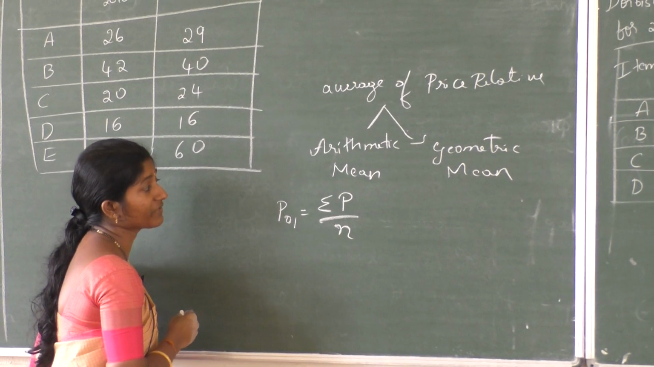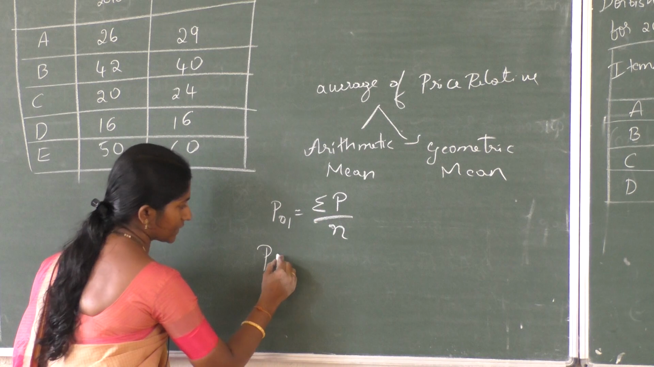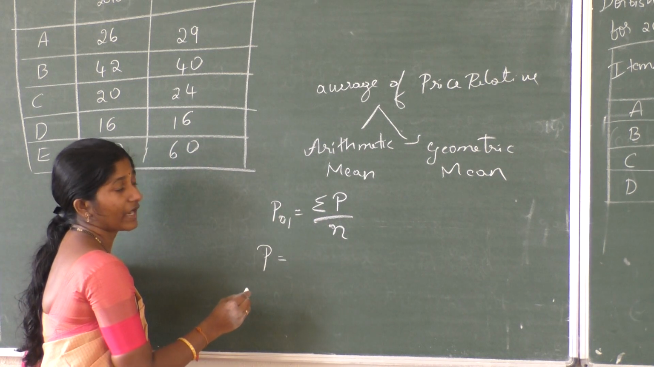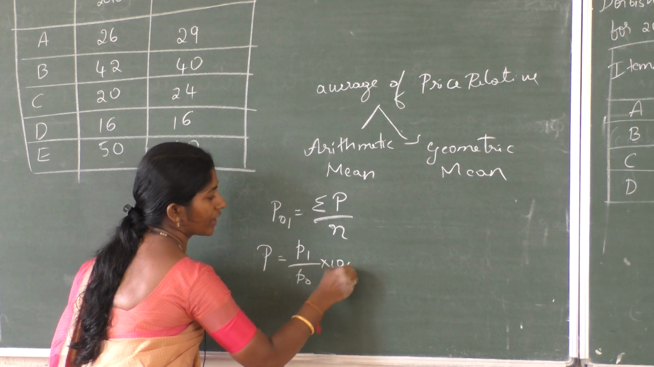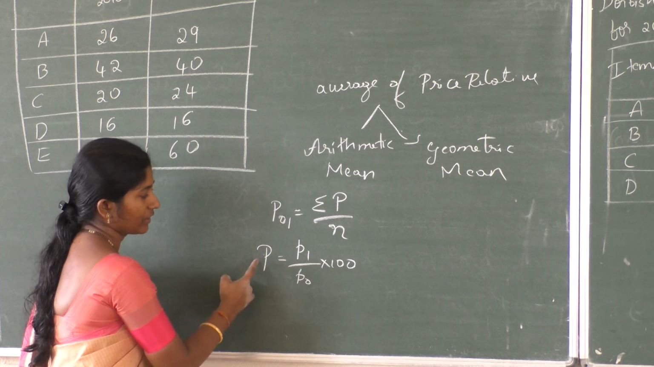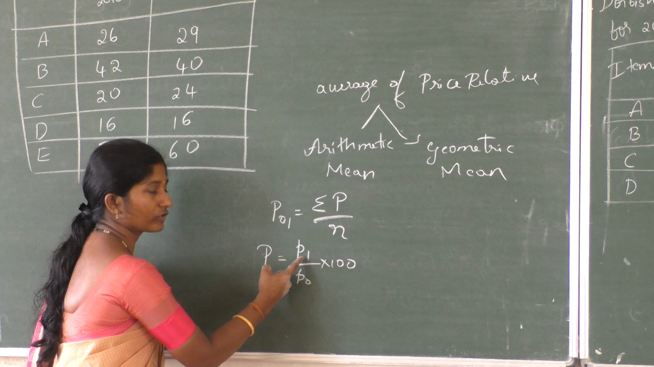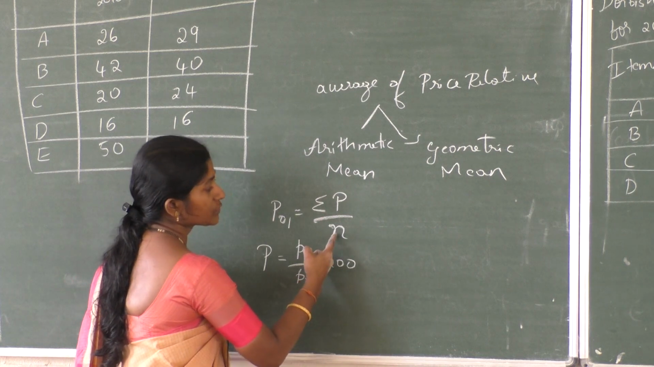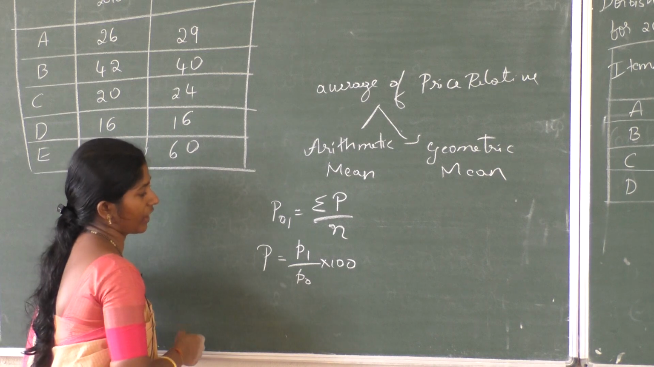In summation P, what is the P value? The formula of capital P equals price relative, P1 divided by P0 into 100. We have to calculate this for price relative, P1 divided by P0. Always we take the current year in the numerator and the base year in the denominator, into 100. Small n is the number of items. How many items are there, we have to write that.